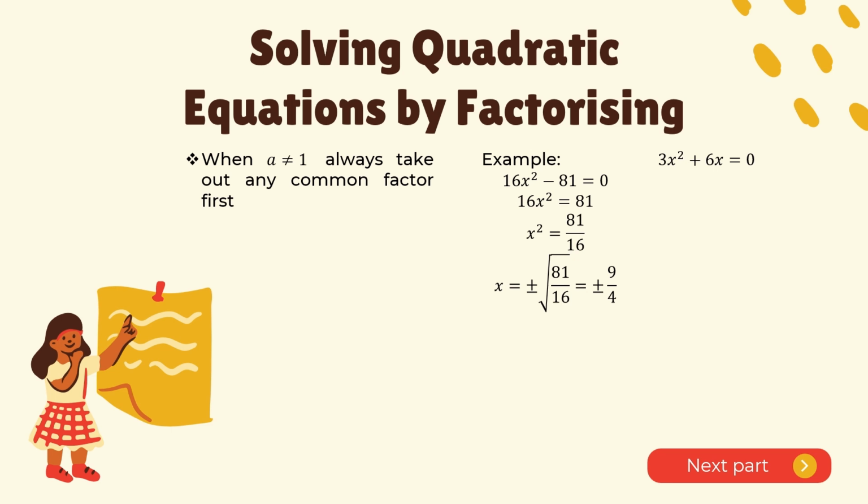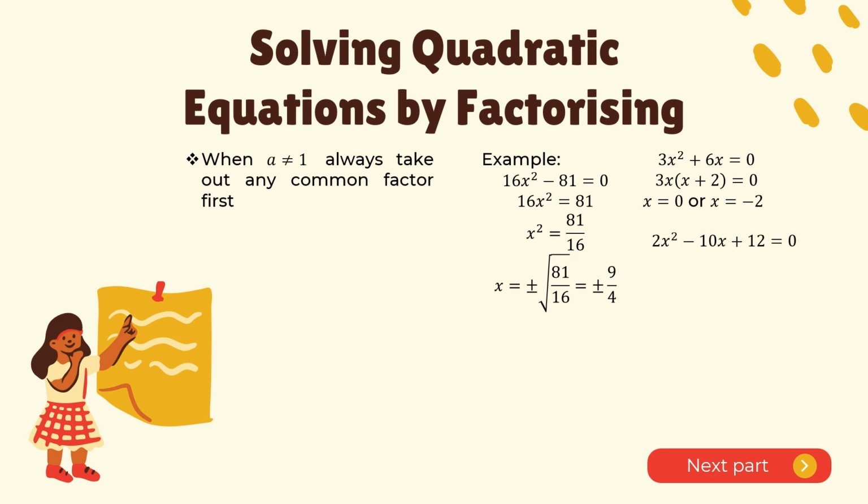The second example is 3x squared plus 6x equals 0. From this equation, you can see that there is a common factor in both terms, which is 3x. So we take out 3x and the equation becomes 3x times x plus 2. After that, we solve this equation, so we've got x equals 0 or x equals negative 2.